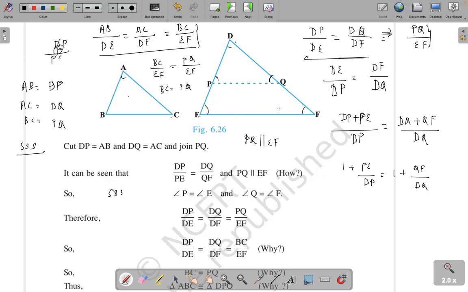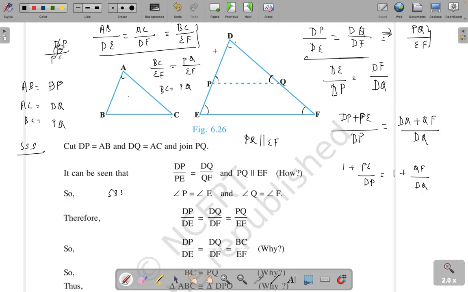So we'll use the second version, right? So we wrote that, and from this, DP upon DE is equal to DQ upon DF, we can say that PQ is parallel to EF. Right? Once we know PQ is parallel to EF, then this and this are the same, this and this are the same. Now we just had to prove this triangle is similar to this triangle, I mean congruent to this triangle.